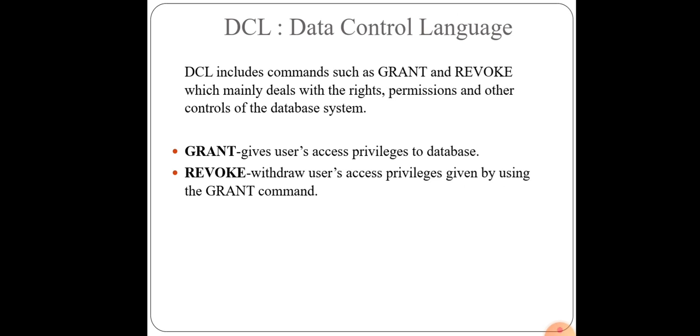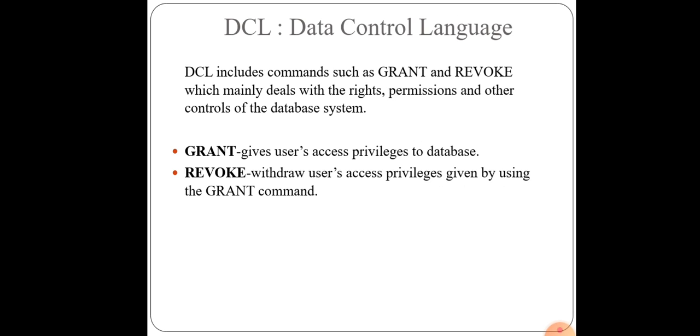Now comes the data control language. Basically it comprises of two commands, grant and revoke. It basically deals with the rights and permissions that are given to the users who are working on the database, because there are few users who are allowed to make the entries or updations in the databases, but at the same time there might be some users that are only allowed to view the records. So grant and revoke. So grant gives users access privileges to the database, and revoke withdraws back the permissions.